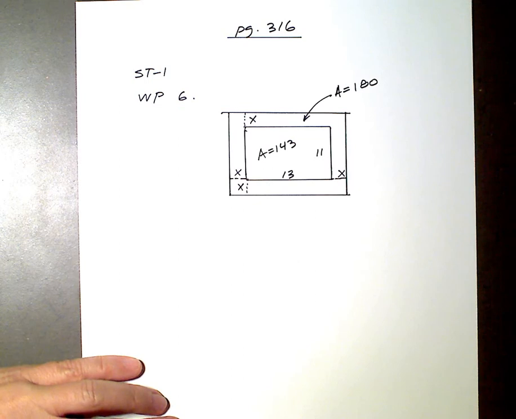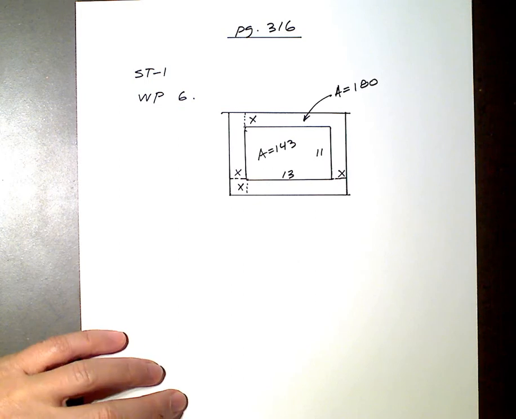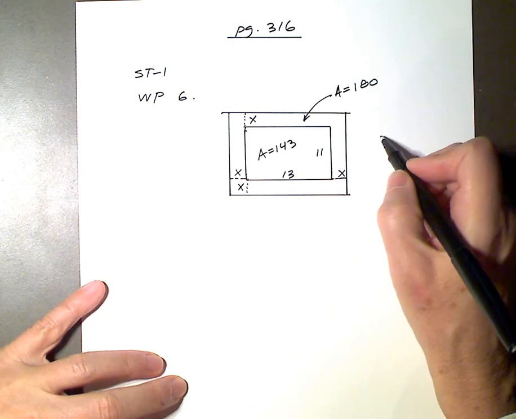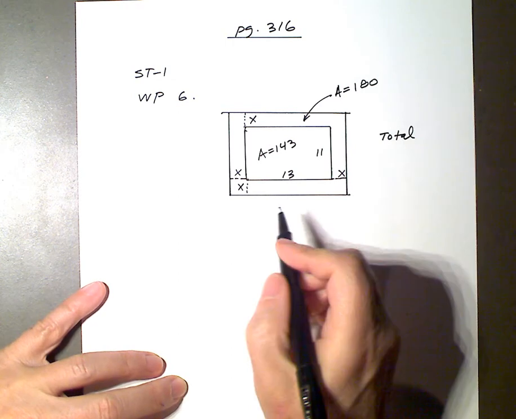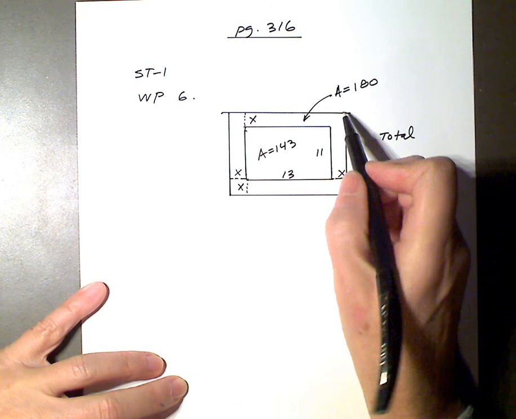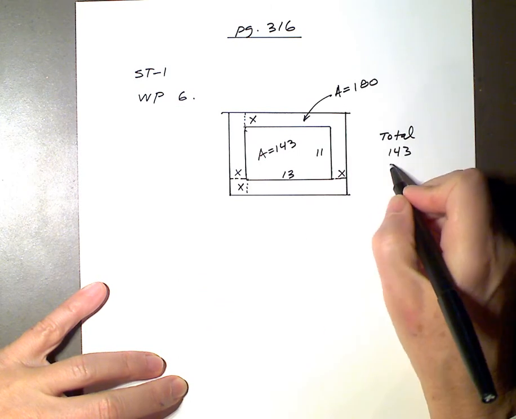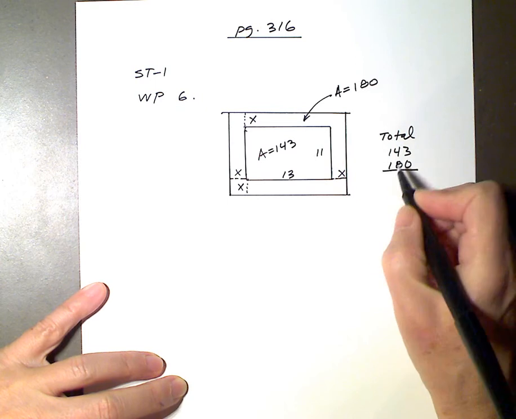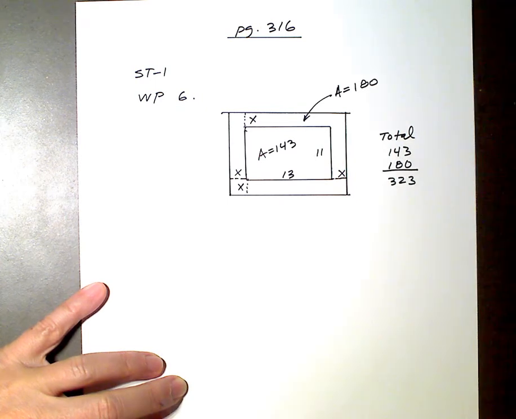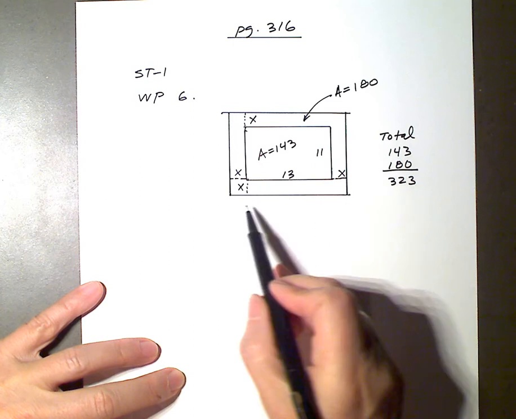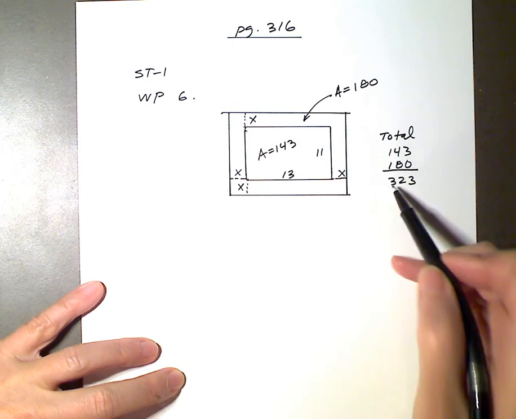We've done problems like this before. So the total area, if we were to compute this from the outside dimensions, the total area of this whole thing is going to be 143 plus 180, so that's 323. So if I multiply together the outside dimensions, the length times the width, I get 323.